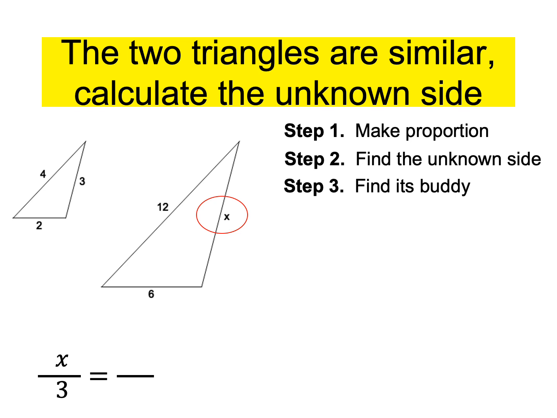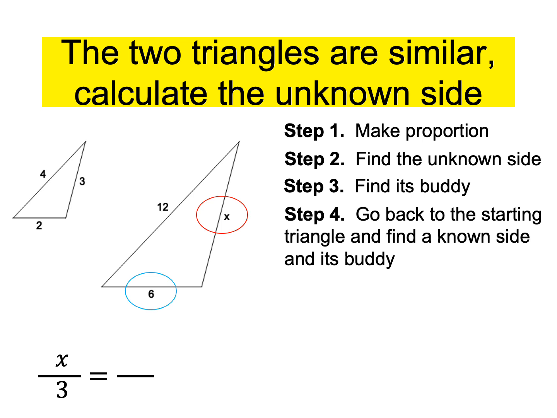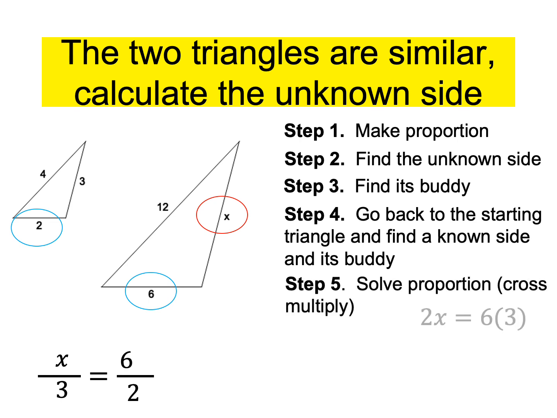Go back to the large one because that's the one we started with. You pick either side, 12 or 6. Always pick the small one if you can. Which side corresponds with 6? That's 2. So we write 6 over 2. Does that make sense? And then we simply cross multiply. 2 times x is equal to 3 times 6, or 6 times 3. Therefore, x is equal to 9.